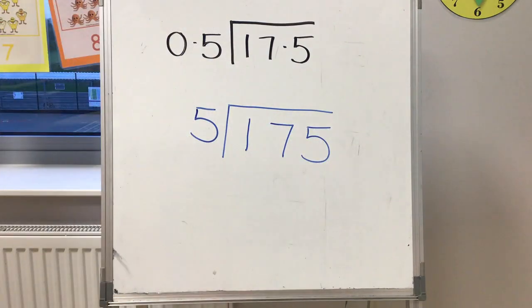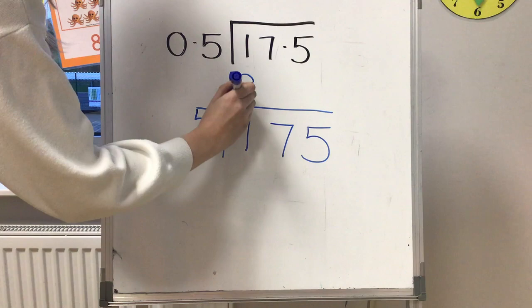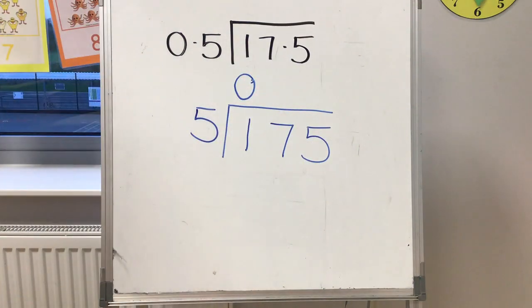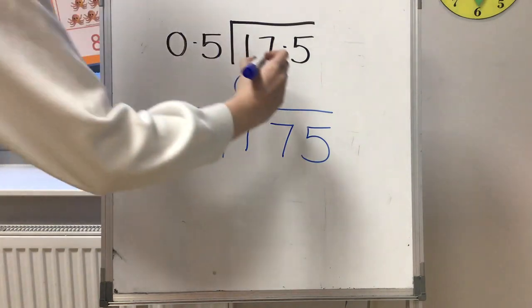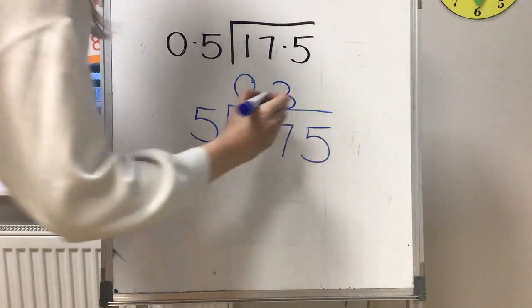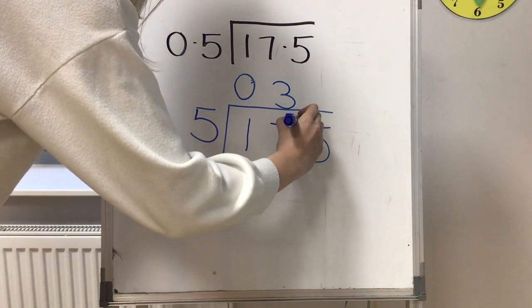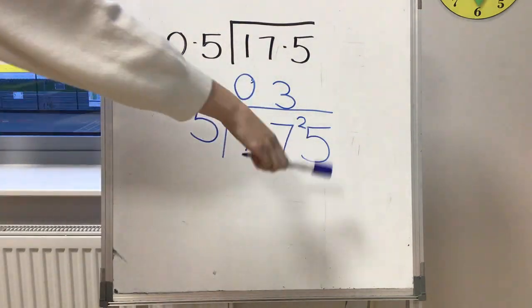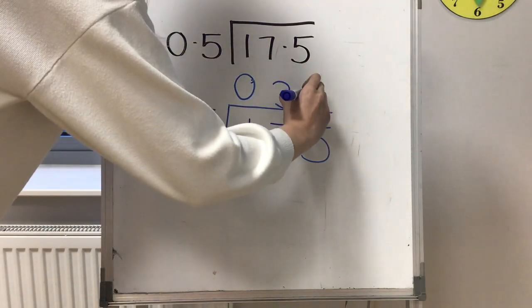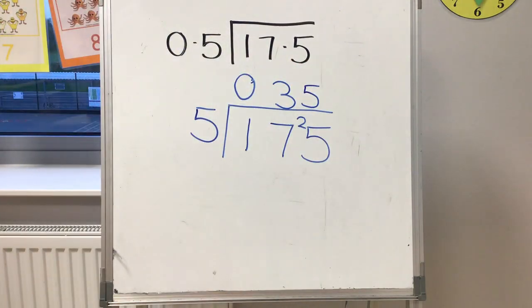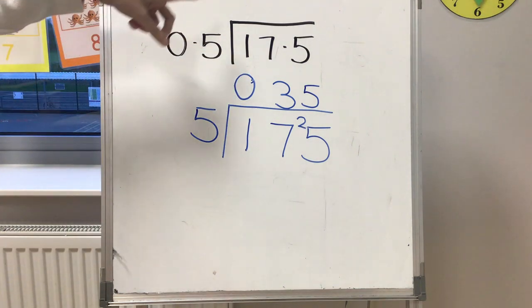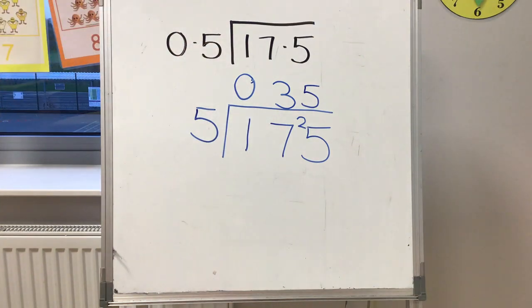And now I can carry on the division as normal. 1 divided by 5 I cannot do, so I put my 0 here to make sure that my answer is in the right place. 17 divided by 5, I know that 3 times 5 is 15, and I have 2 left over. 25 divided by 5 is 5. My answer is 35. And I don't need to do anything to change this answer because 0.5 or 17.5 divided by 5, the answer would still be 35.